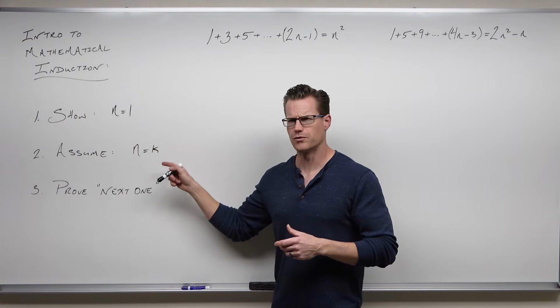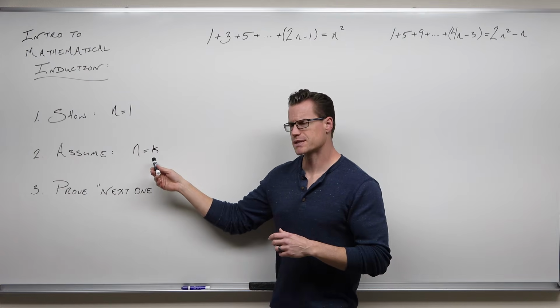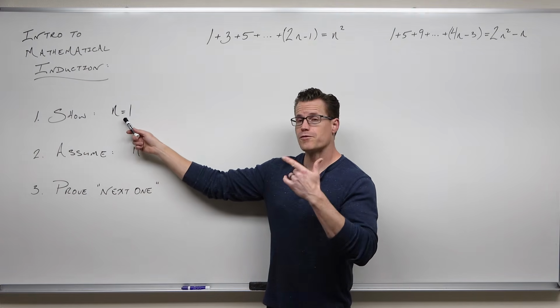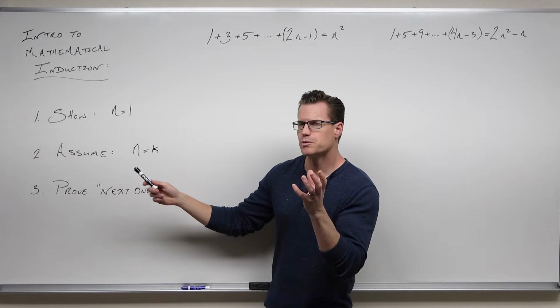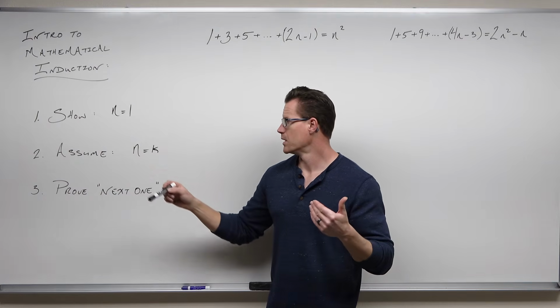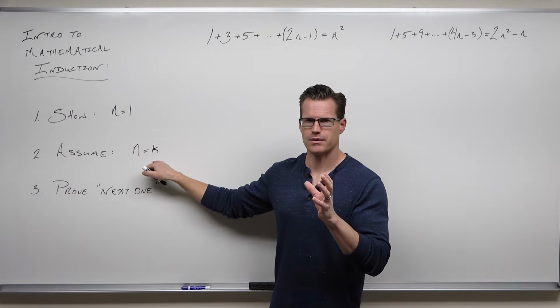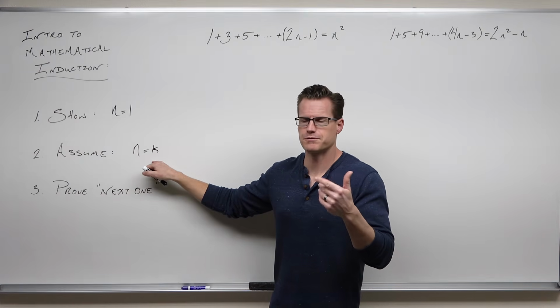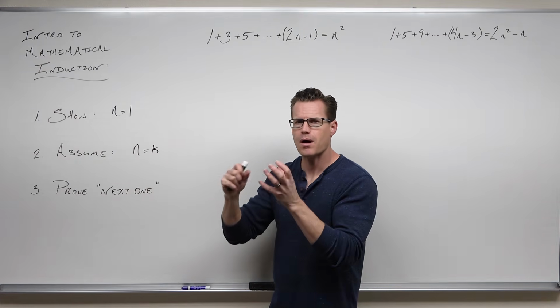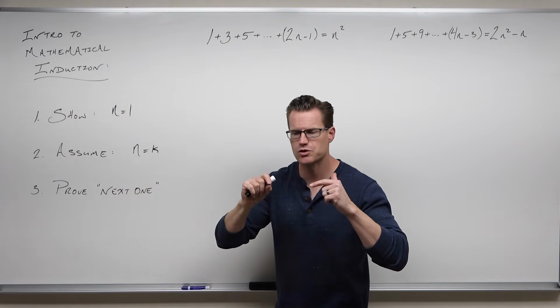That might look a little funny, but here's what this says. It says if you show the first one, then you're going to assume it's true for some other term. So n equals k. Now what's the k? K could be anything. K could be the second term, or the third term, or the fifth term, or the 500th term, or some other number. So we'll assume it's true for something else.